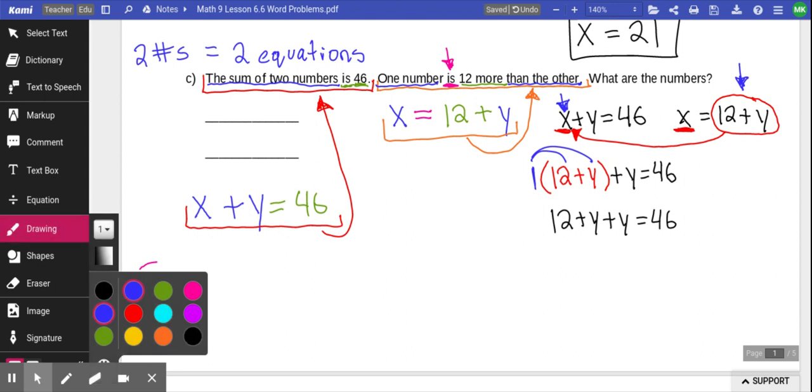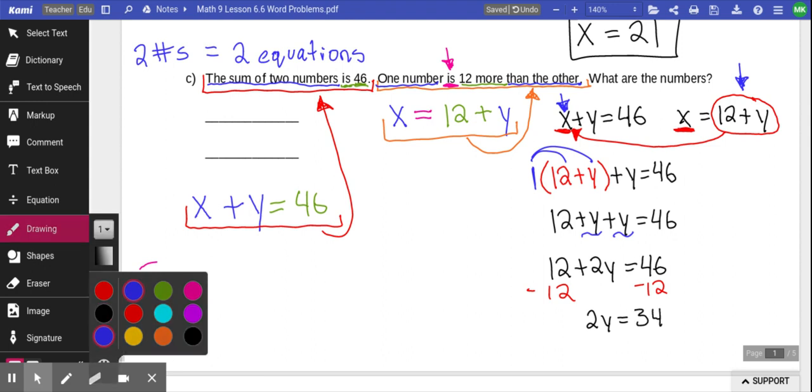I then collect like terms. I have a plus y and a plus y. That would become 2y. So I have 12 plus 2y equals 46. I can subtract the 12 to the other side. That gives me 2y equals 34. And then I can divide both sides by 2 to get my first letter: y equals 17.